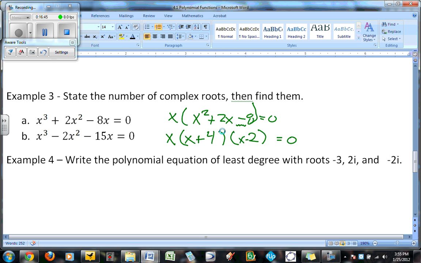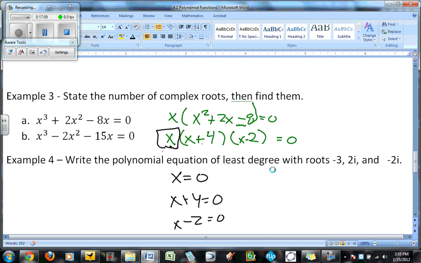Because if I make this guy equal to 0, 0 times anything is 0. If I make this guy equal 0, 0 times anything is 0. If I make this parentheses equal 0, then 0 times anything is 0. So we set each of these equal to 0. x equals 0, x plus 4 equals 0, and x minus 2 equals 0, and solve.